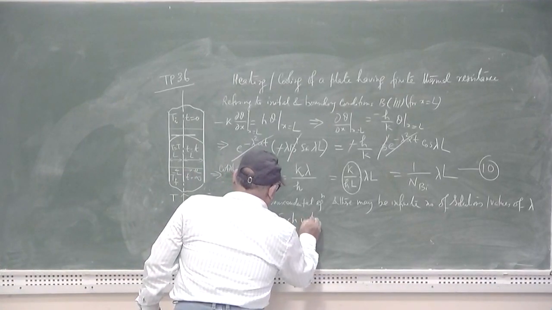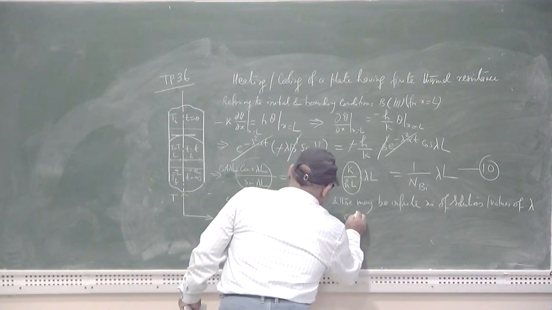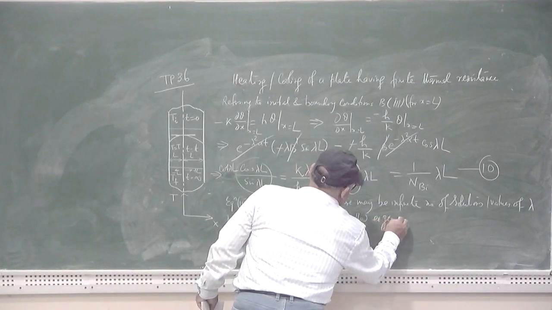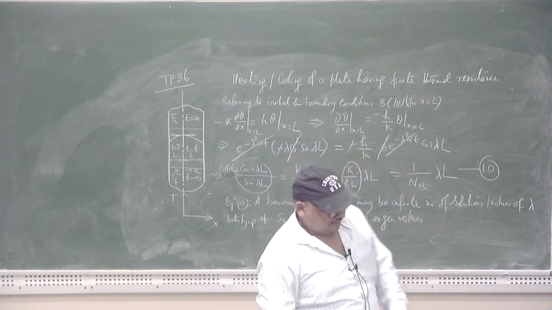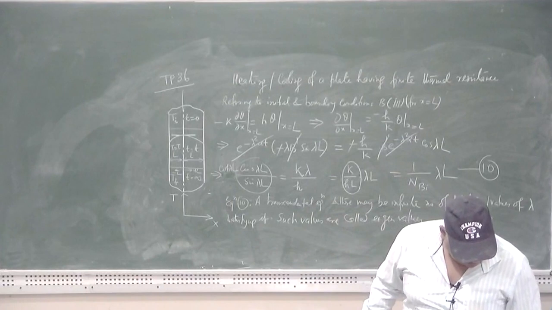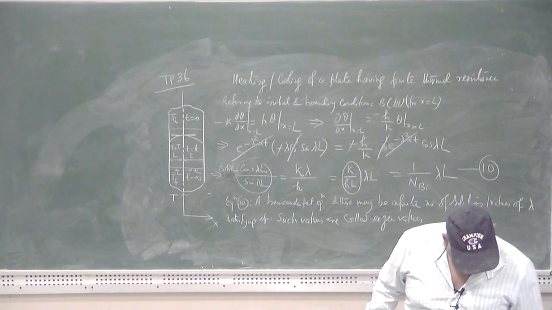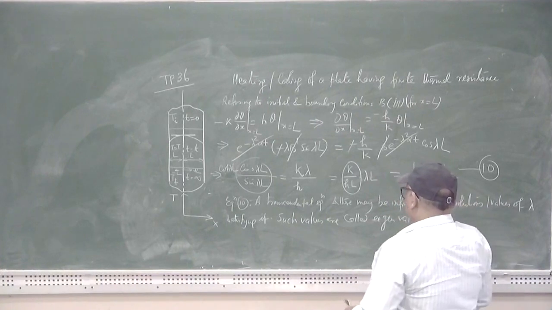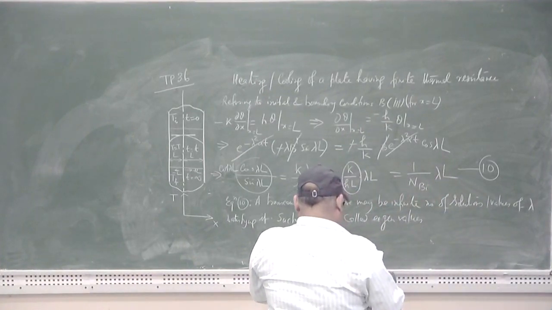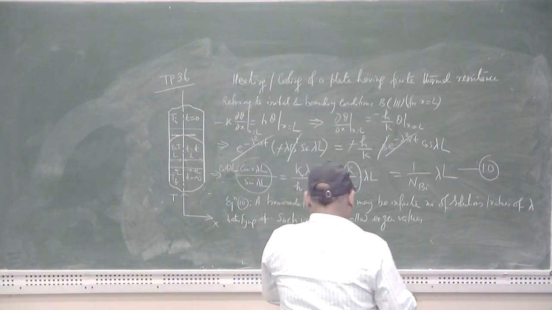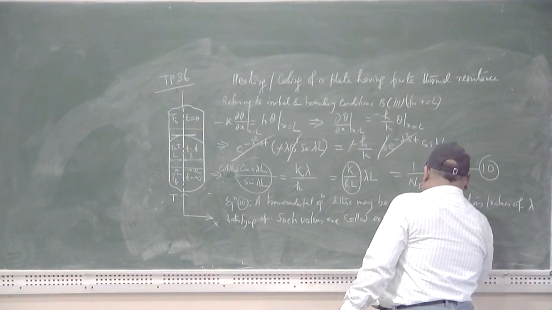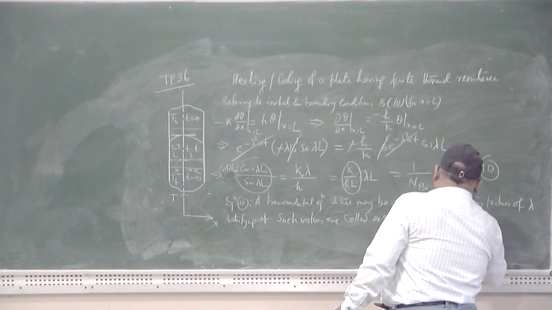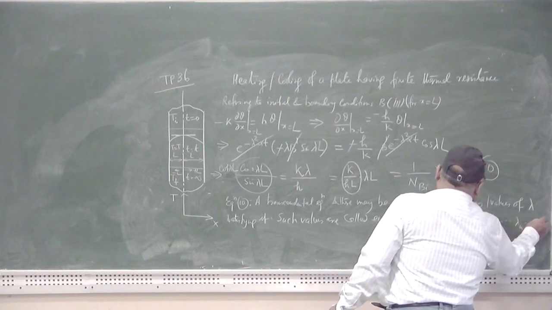Such values are called eigenvalues, designated as lambda 1, lambda 2 up to lambda n and so on.